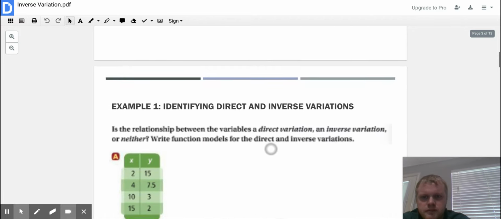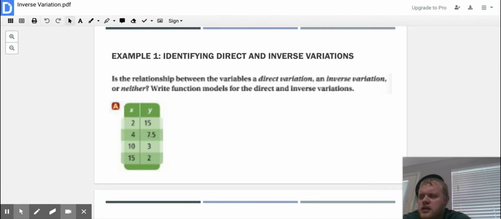All right, so let's go ahead and look at example 1. Is the relationship between the variables a direct variation, an inverse variation, or neither? And then write function models for the direct and inverse variations. So what we're trying to find is, as we can tell here, x is increasing and y is decreasing. That's a good chance for us to already tell there's going to be some type of variation. As one increases, the other one should be decreasing.